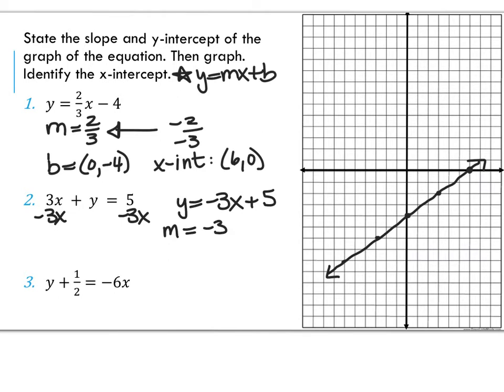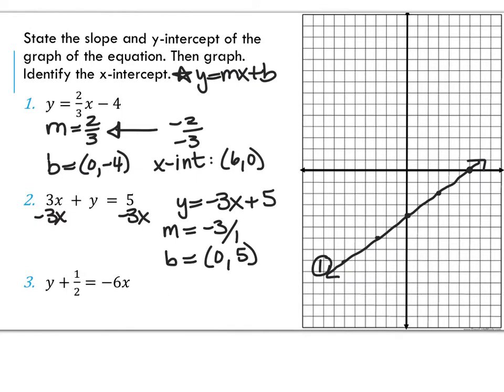Since that's a whole number, I know that I need to do my slope as rise over run. So how do I make a whole number into a fraction? I need to put it over 1. That way, in this case, I need to go down 3 and to the right 1. And then my y-intercept is going to be 0, 5. So I'm going to go graph that.